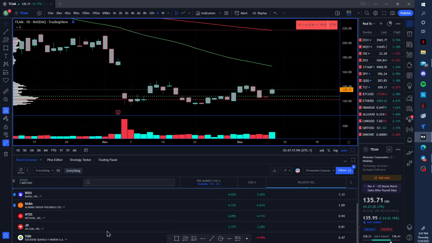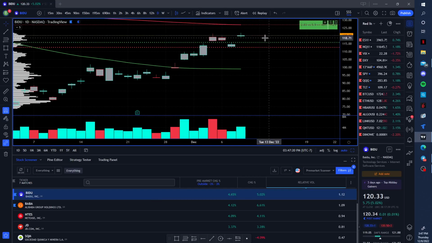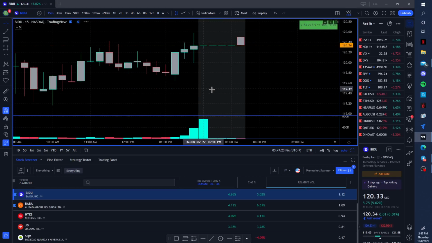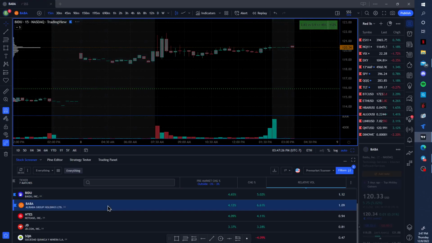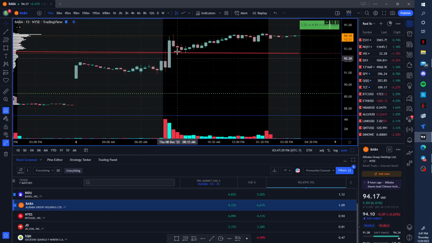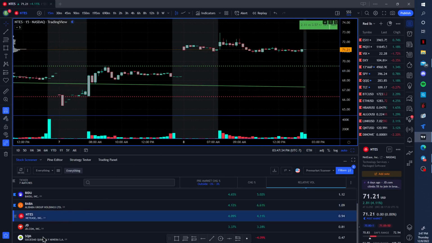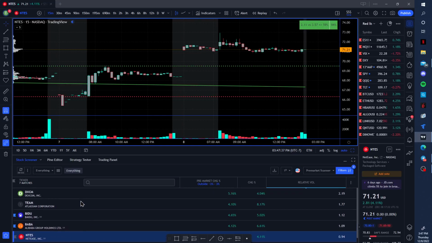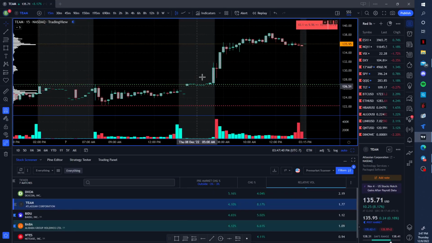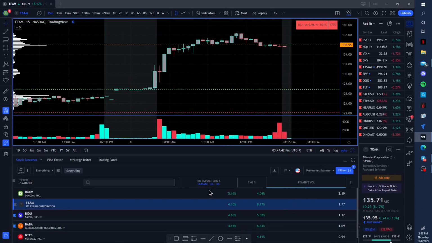Let's look at it on the day. So we had Baidu. What does that chart look like? Had a nice gap up. Looks like it didn't move a whole lot during the day, so that was kind of tough. Baba, same thing. That one had a nice push at open. Looks like a lot of the China stocks were up. Team was up, so this would have been really nice. So this scanner would have caught Team, and then you get a massive run at open. So Team pushed up 130 and then ran to 135 in about 45 minutes. So that was really nice.